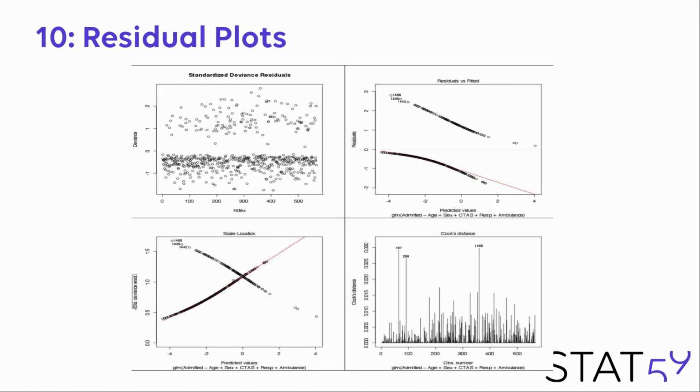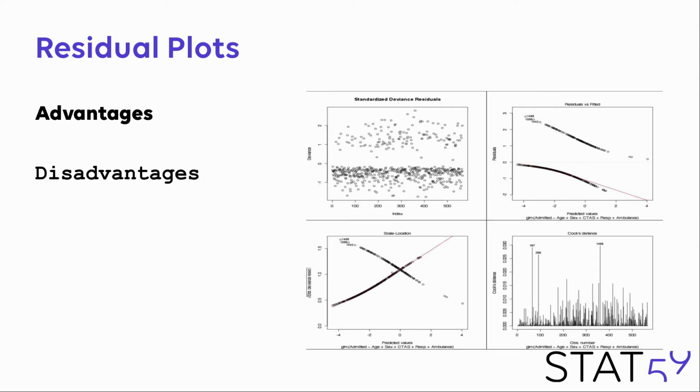And standard deviance residuals, plotting residuals versus the fitted values, and Cook's distance are all ways to do this. It is important whenever you're using linear regression that we make sure we include these residual plots. Now, what are the advantages and disadvantages of residual plots?